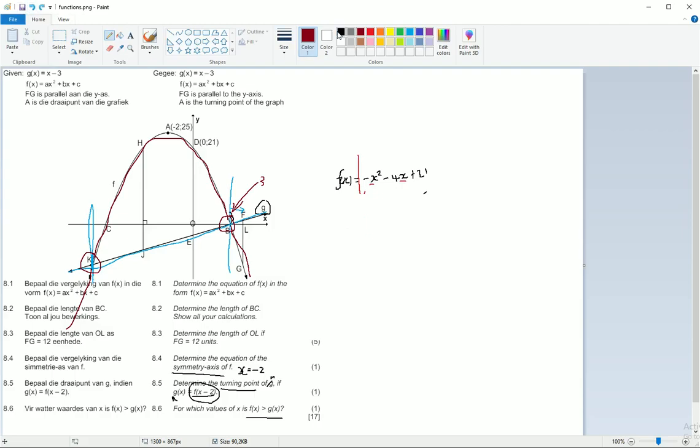Let's say where is f of x equal to g of x. So f of x is minus x squared minus 4x plus 21, and g of x is 3x minus 3. Let's take everything over to one side. So 0 is going to equal a positive x squared, a positive 4x, and there's that x as well, and then a minus 21 and a minus 3.